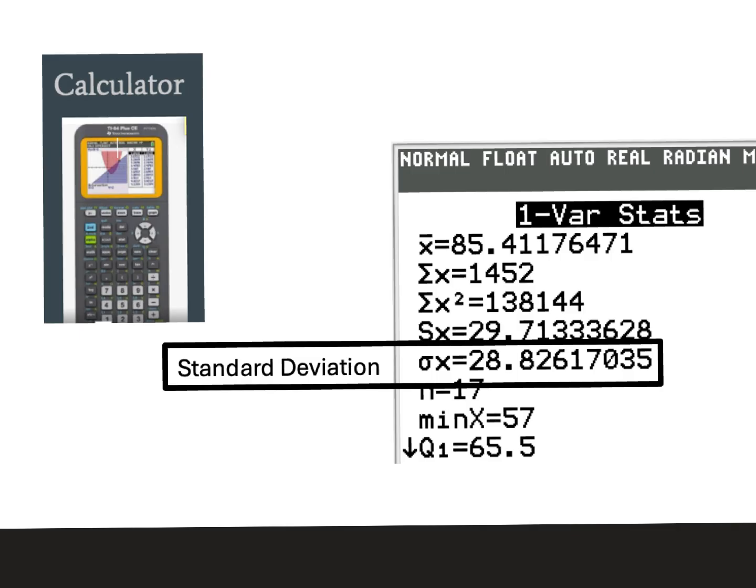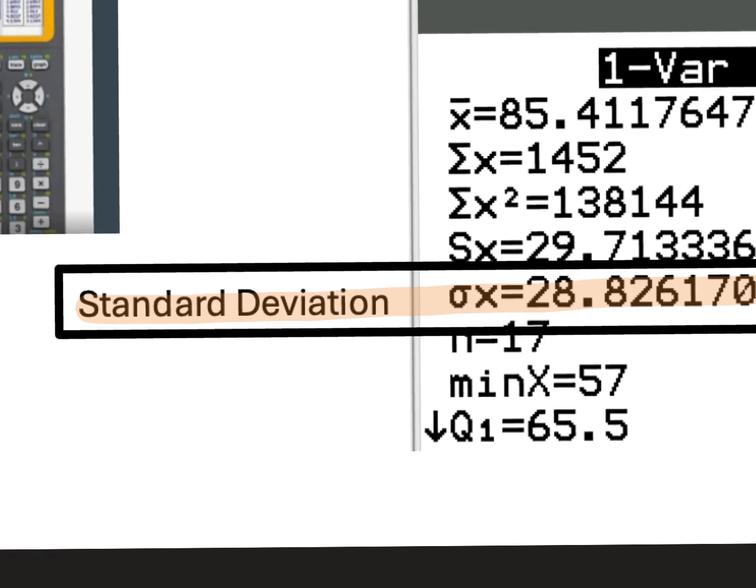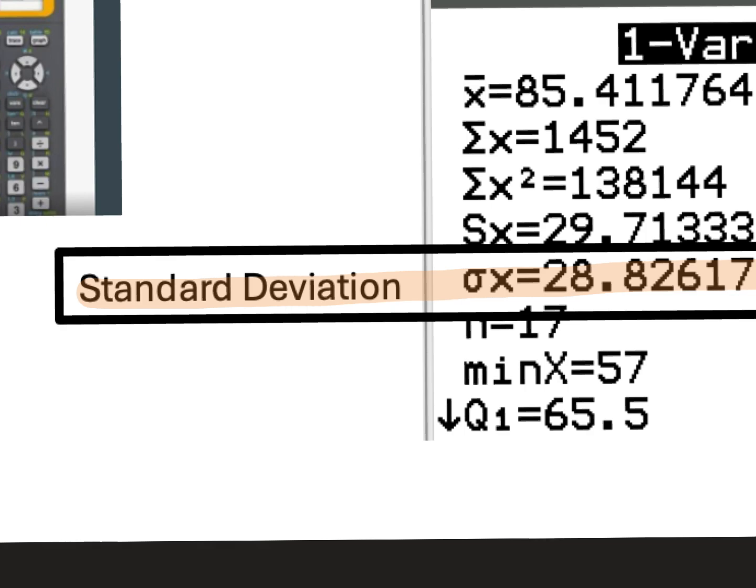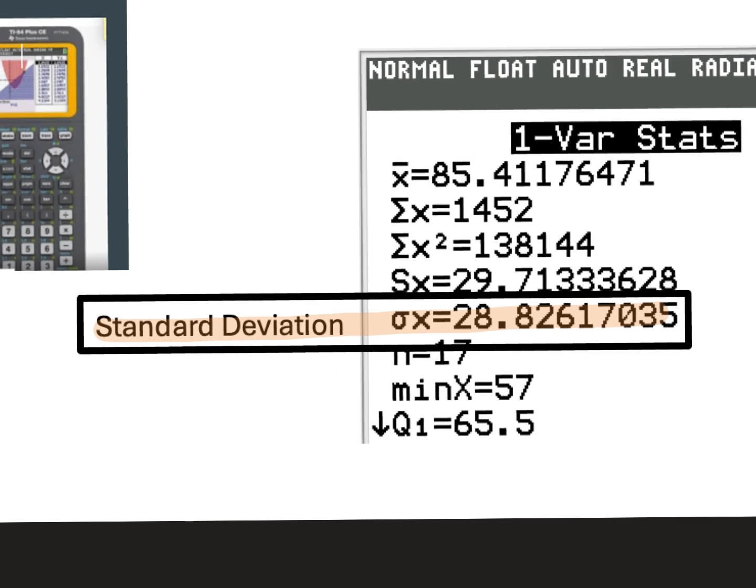So now that you know what standard deviation is, the way you would calculate it is super easy because you already know how to use the calculator, and the calculator will do standard deviation for you. So you need to look for that little symbol in the calculator window.